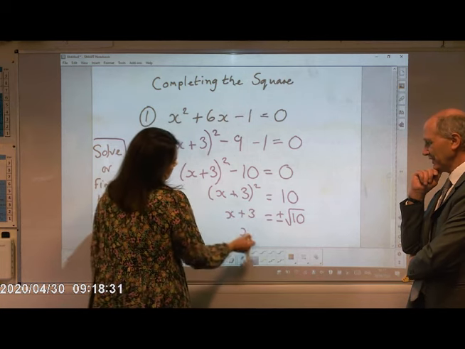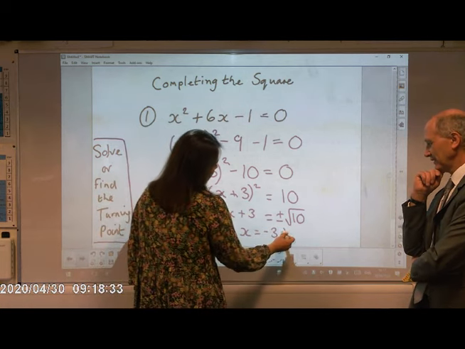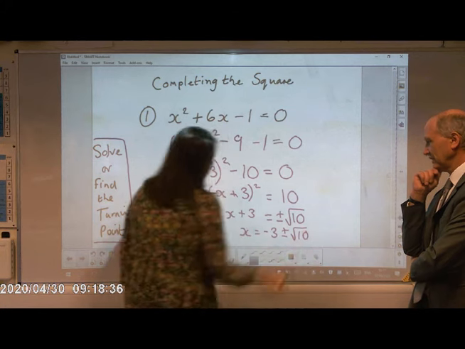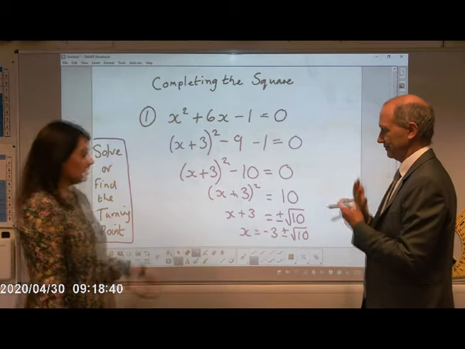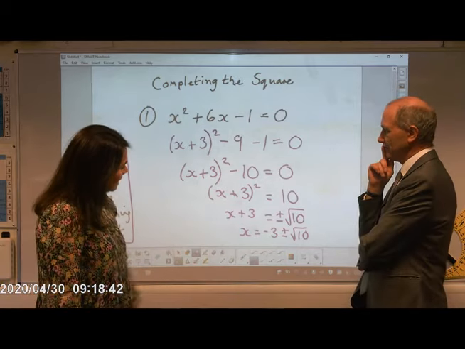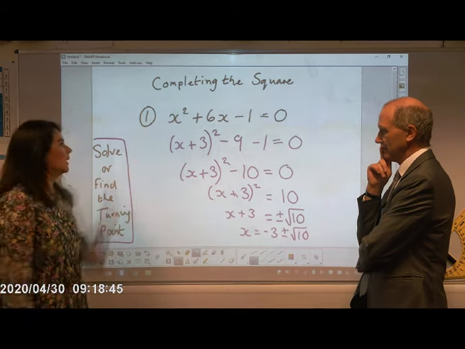Even the year 7s know that now. Then I minus the 3. That is me solving by completing the square. And that, I'm sorry guys, is like step 5 or 6. So that should be easy peasy lemon squeezy. Boom.